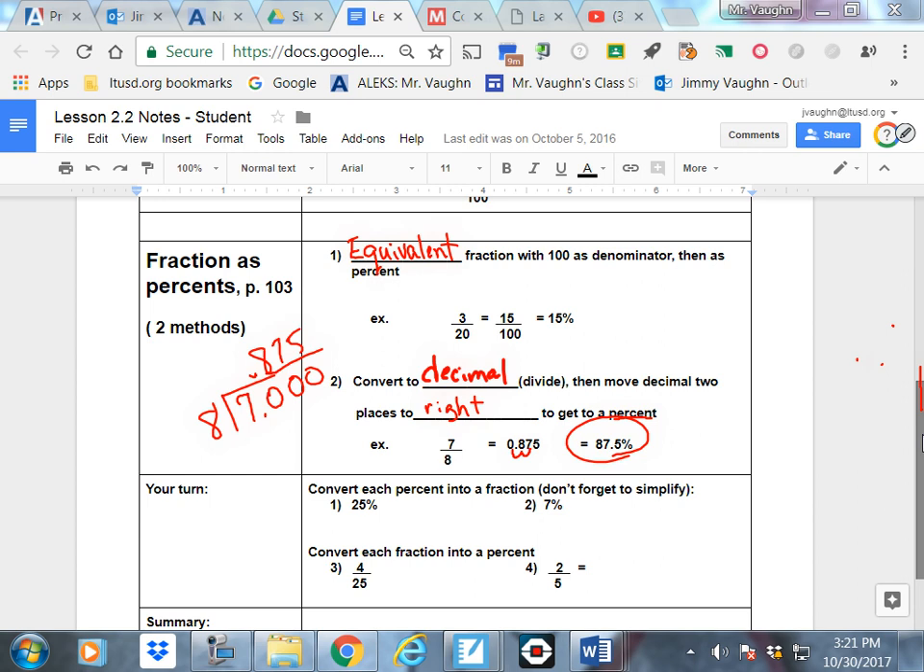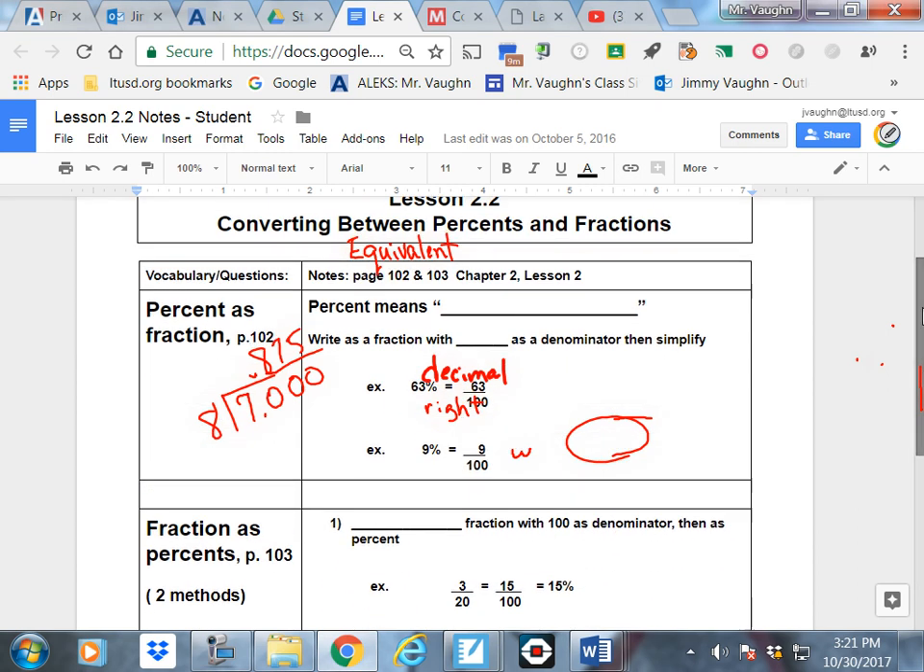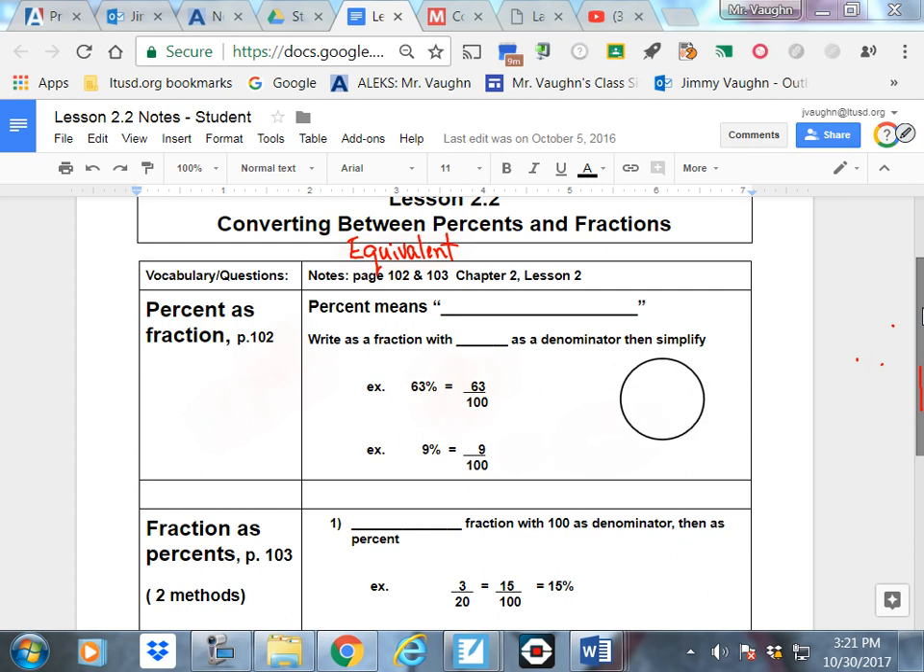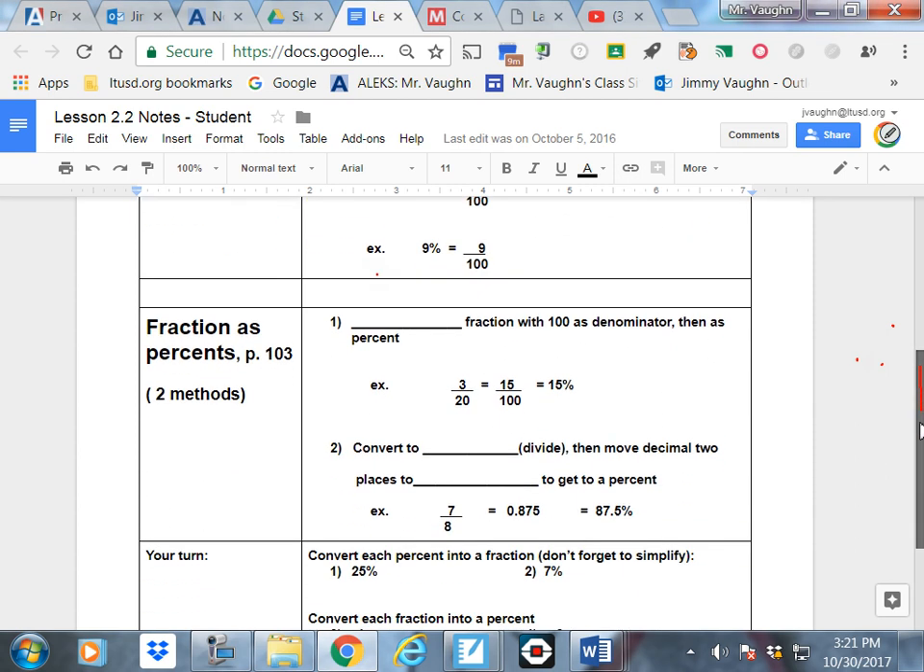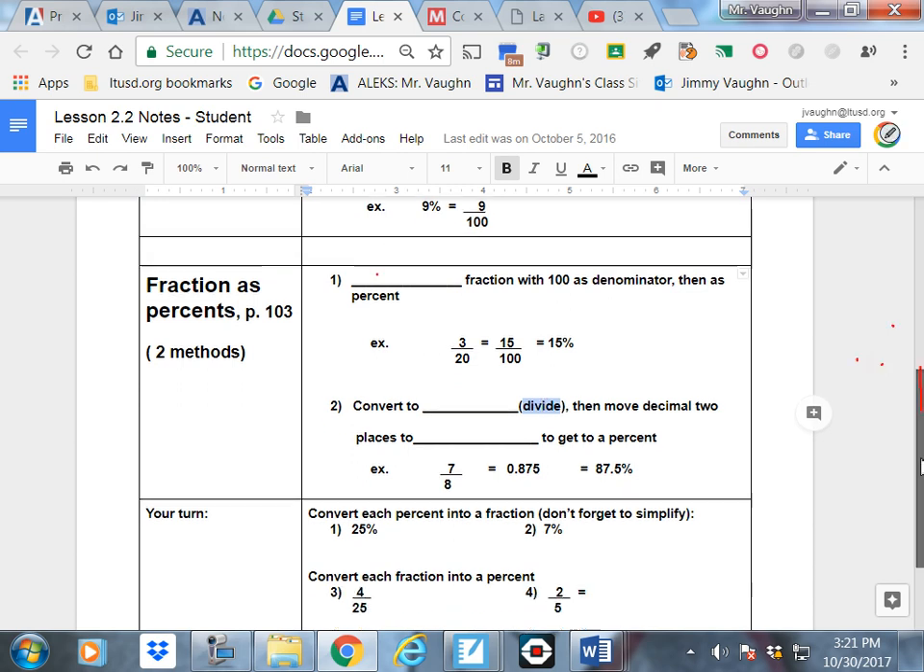So, quick review. Percent is per 100. If you can remember that, you'll be in really good shape to get a fraction as a percent. Get it to a denominator of 100 on the bottom, then convert it into whatever the number on the top is, because that's how many are out of 100. If you can't get it to 100 easily, you must divide, and then change that into a percent.